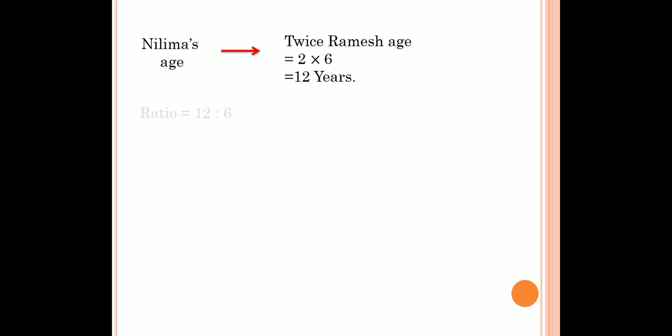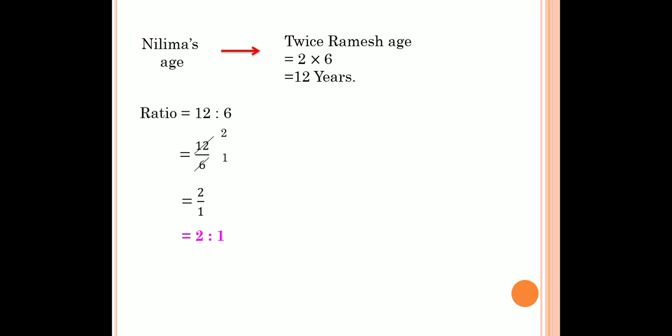Now moving ahead. The ratio is equal to 12 is to 6. How did we get 12 is to 6? Nilima's age is 12 and Ramesh's age is 6. So that is equal to 12 upon 6. That is Nilima's age upon Ramesh's age. So when you divide, 6 ones is 6, 6 twos is 12. So we have got it as 2 upon 1. That is equal to 2 is to 1.